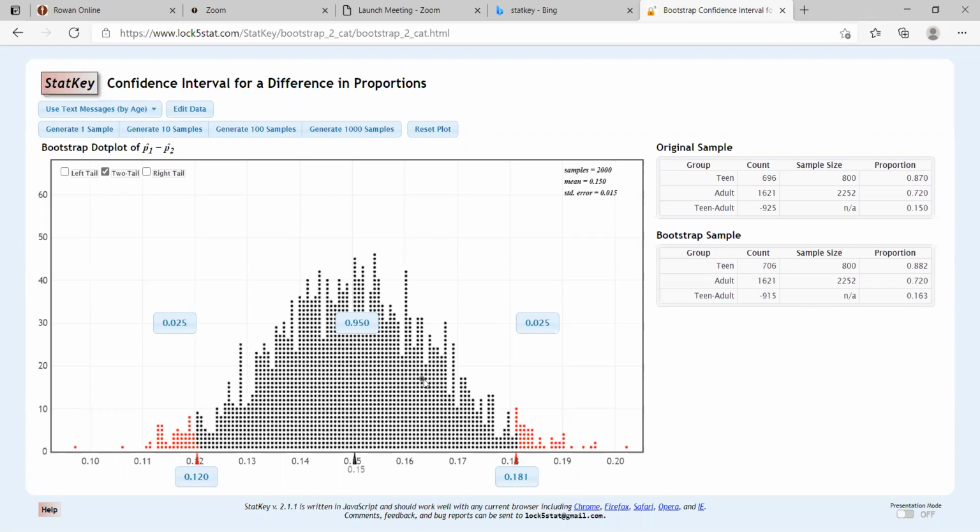That dot says, for that particular bootstrap sample, 16.3% more of teens than adults use text messages out of those groups, right? So that's the percentage more of teens that use text messaging than adults for that particular sample. Now the sample includes all of these people. All right, if we added up 800 plus 2,252, there were 3,052 people in the sample. 800 of them were teens, 2,252 of them were adults.